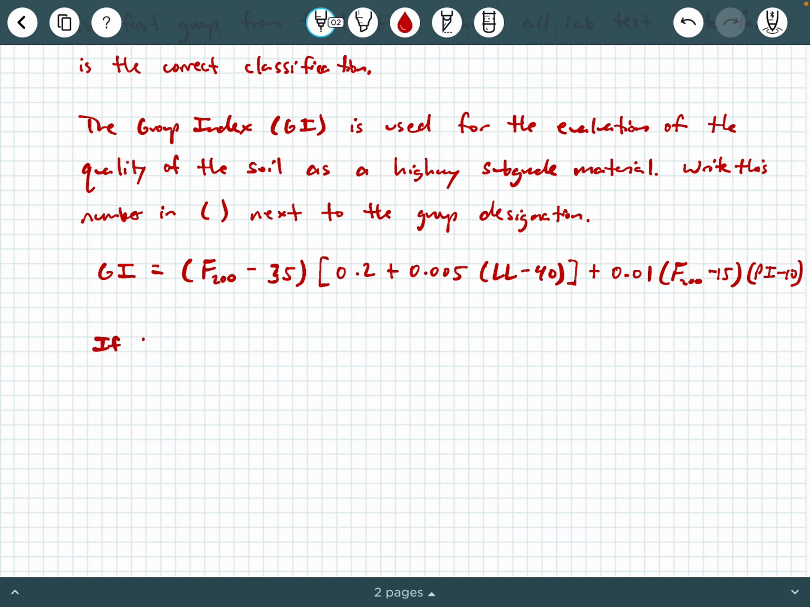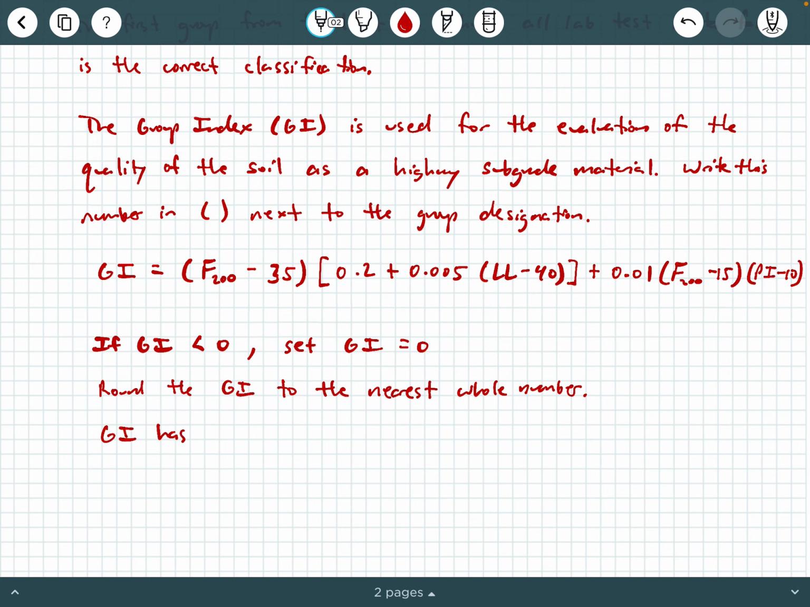Now, if the GI is less than 0, then you take it as 0, okay? So if it's a negative number, you set it equal to 0, okay? And then we're going to round the GI to the nearest whole number. All right. The GI has no upper limit, so it could be as big as it gets.